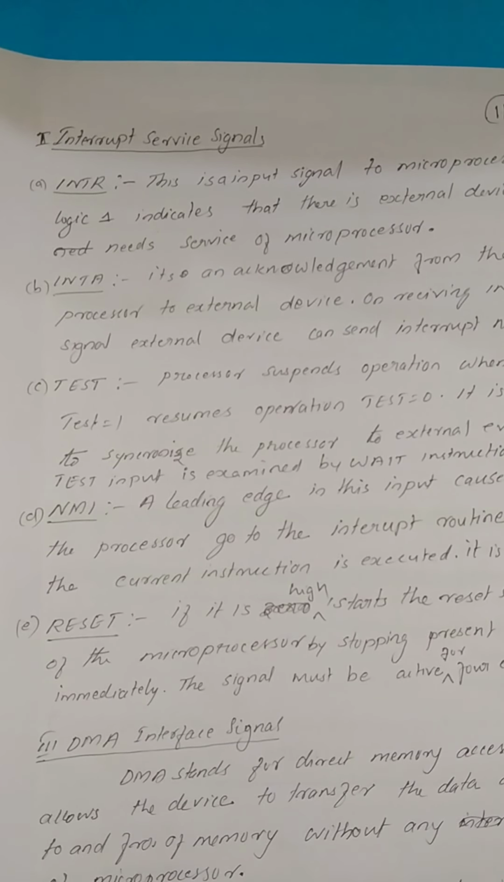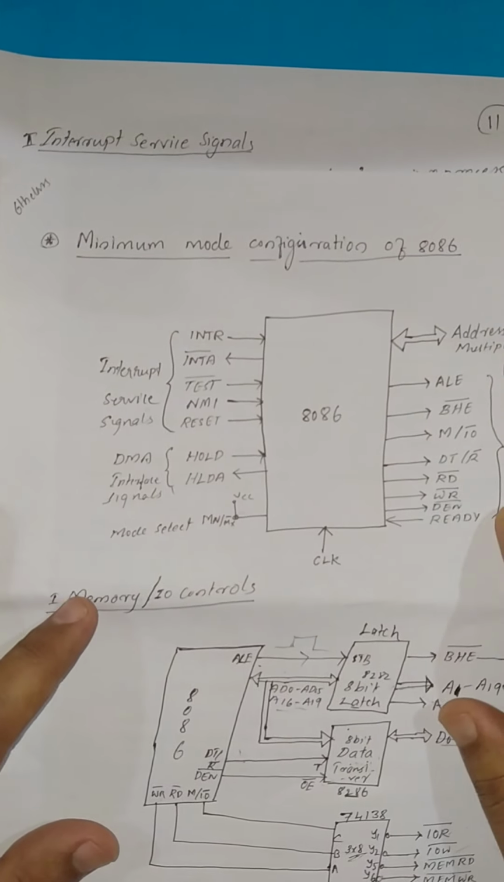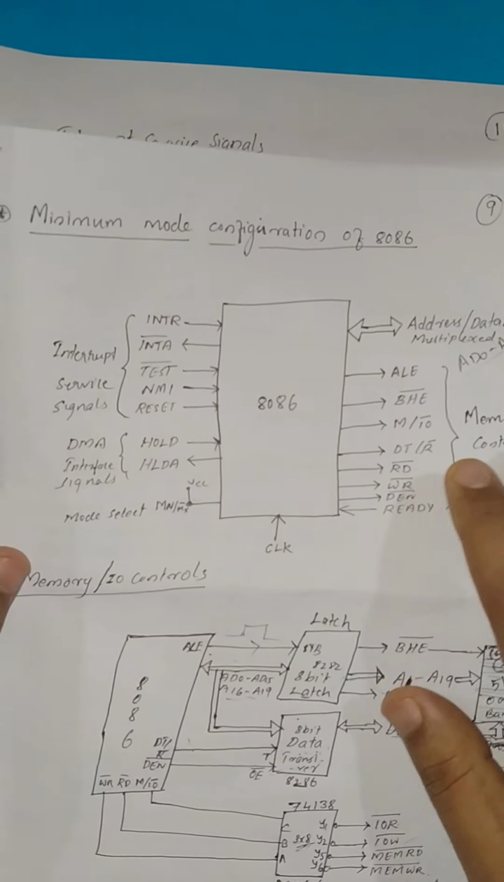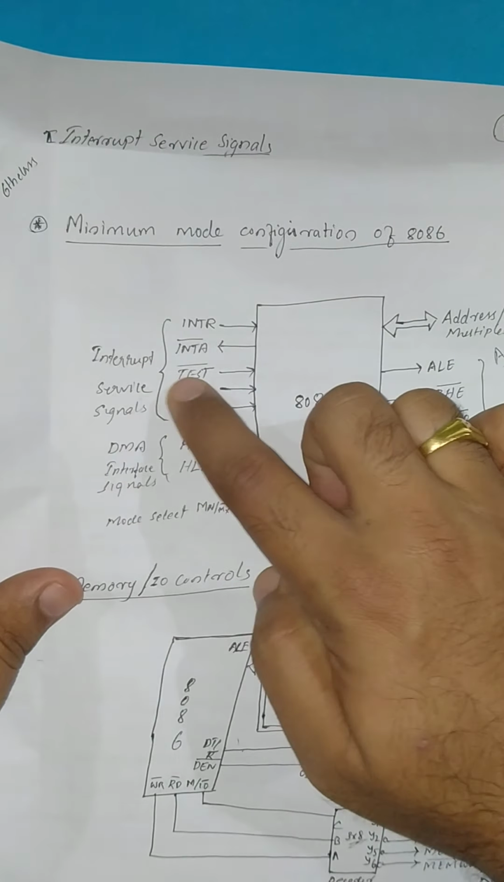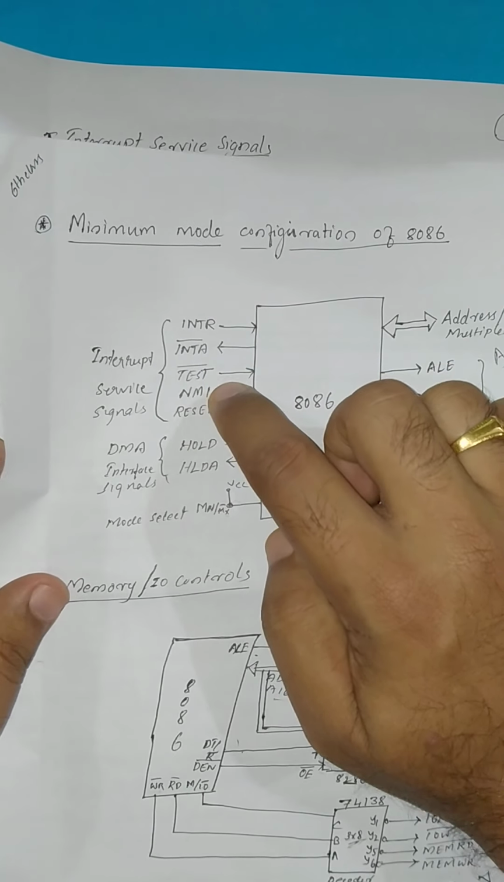Now let's discuss interrupt service signals. So as I told, we already discussed in the previous topic memory IO control signals. Now let's discuss interrupt service signals. These are INTR, INTA, test, non-maskable interrupt and reset.